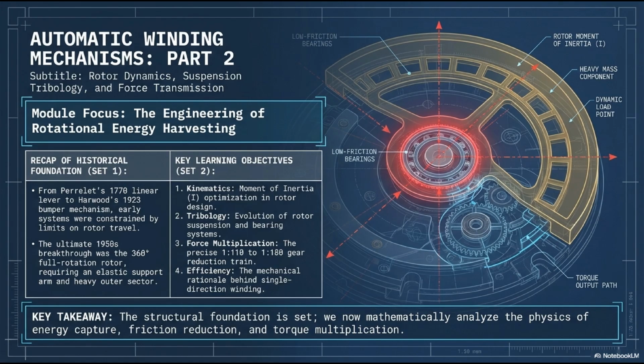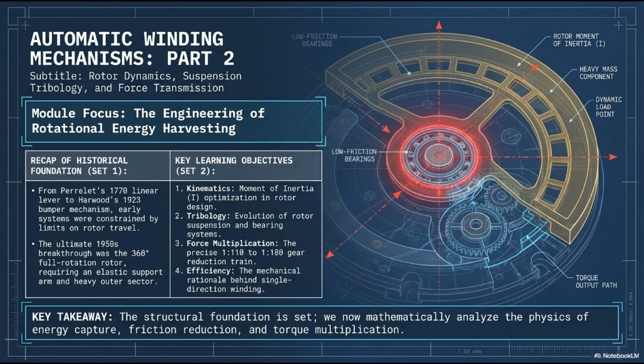We will trace the evolution of rotor suspension systems, examining how engineers battled parasitic friction to create the modern ball-bearing nexus. Third, force multiplication. We will map the precise 1 to 110, or up to 1 to 180 gear reduction train that magically transforms chaotic, high-speed wrist flicks into the massive, slow torque required to compress a steel mainspring. Finally, efficiency. We will uncover the mechanical rationale behind single-direction winding. Take a look at the blueprint on the screen. The structural foundation is set.